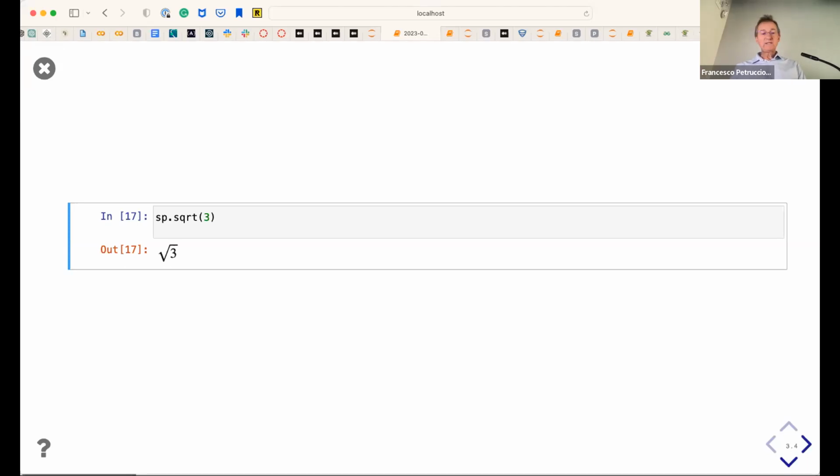Sorry, in Jupyter you just press Shift Enter. Where is my cursor? You just do Shift Enter. Sorry, I just saw the question. So this is very nice.